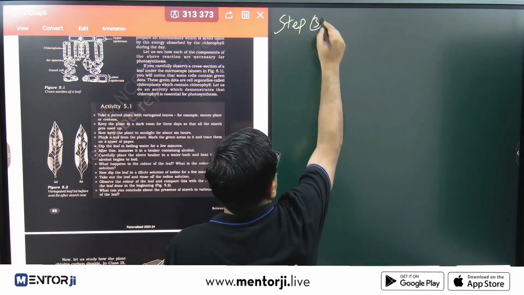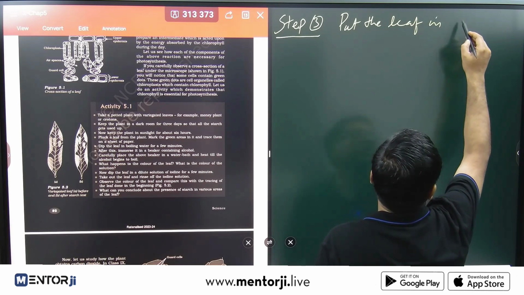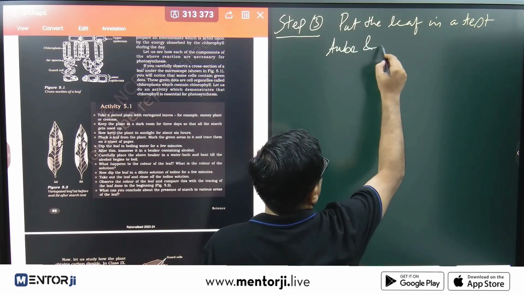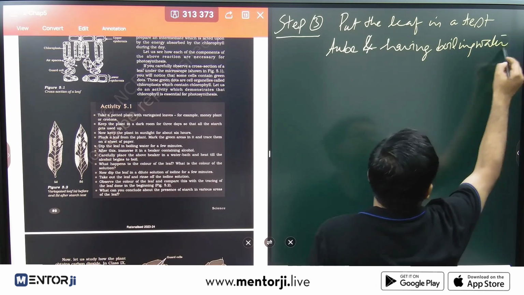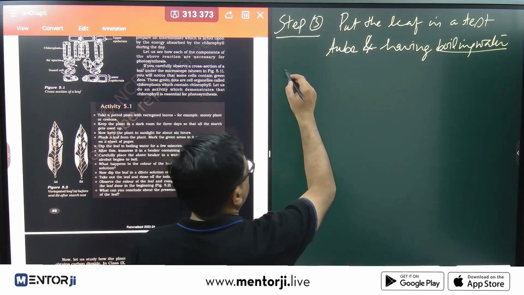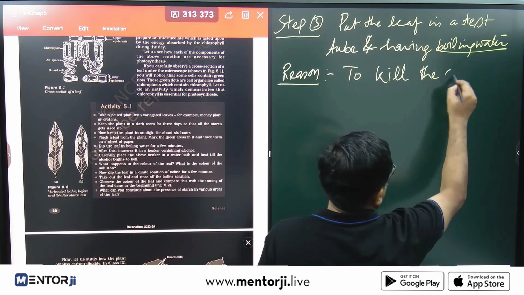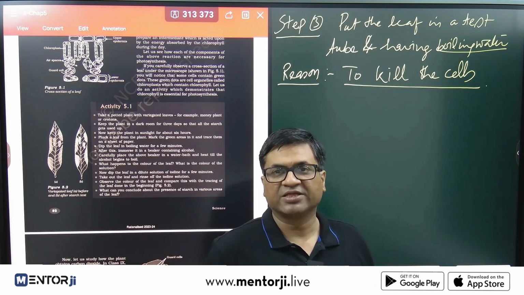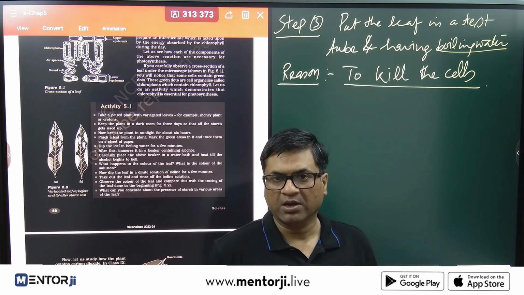अब ऐसा करने के बाद now we move to the next step. Now we put the leaf in a test tube having boiling water. अब हमने इस लीफ को इंसर्ट कर दिया बॉइलिंग वाटर के अंदर। अब इसका रीजन है टू किल द सेल्स, to ensure that there is no production of chlorophyll after we take it out from the sunlight.